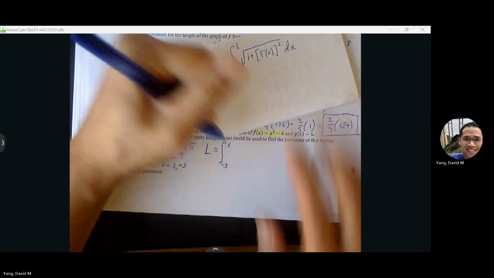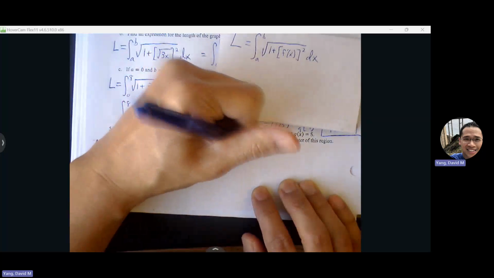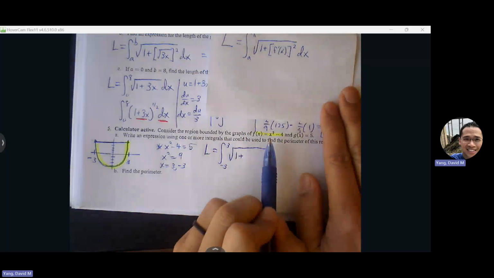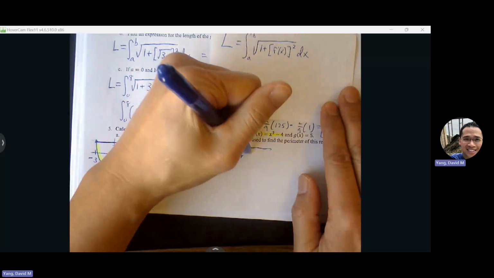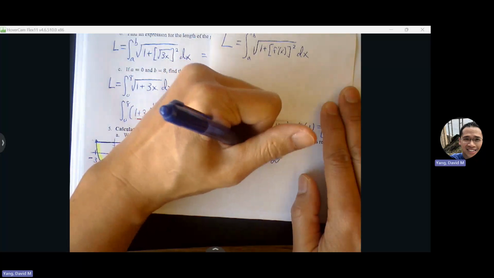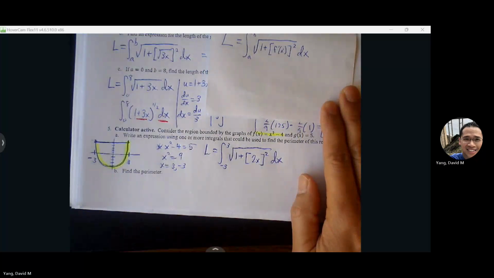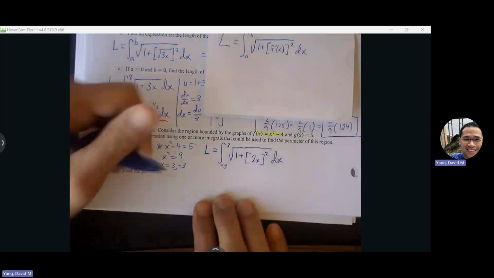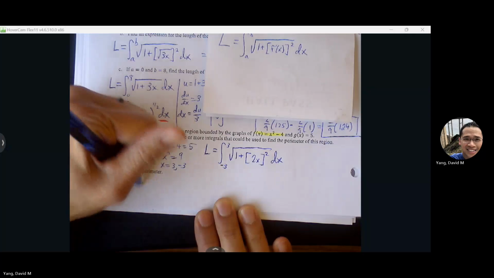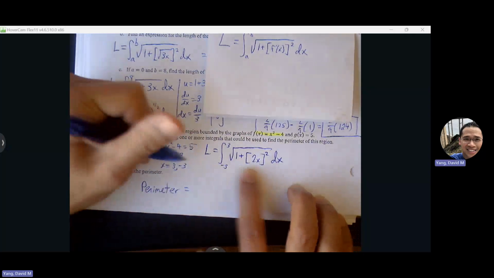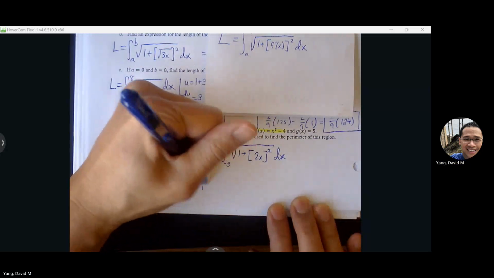Root 1 plus f prime squared. What's f prime going to be? 2x. Okay, so we make it 2x squared. So the perimeter is just going to be this plus 6. So we can make the calculator find this portion for us.